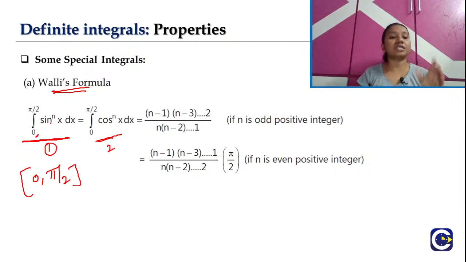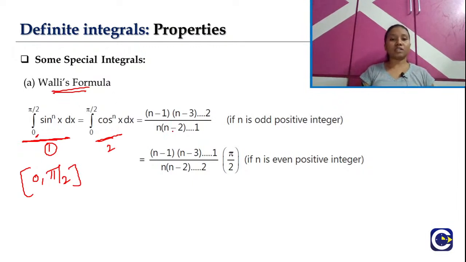And the function here is sin power n x dx, or else it can be cos power n x. The n value will be an integer, a positive integer. It can be an even integer or an odd integer. Correspondingly, for even we have a separate formula, and for odd positive integer we have a separate formula.